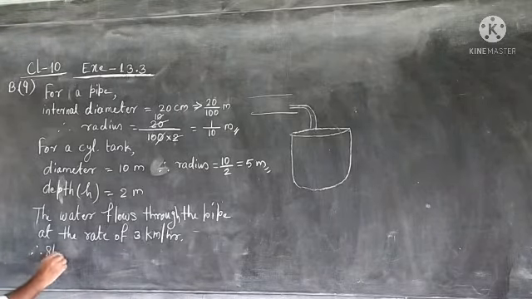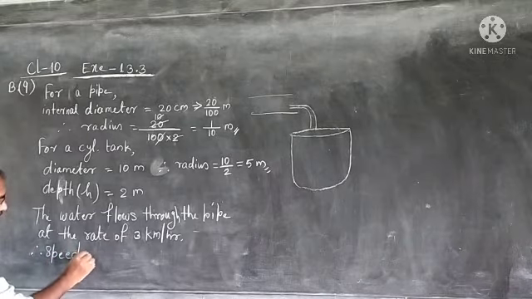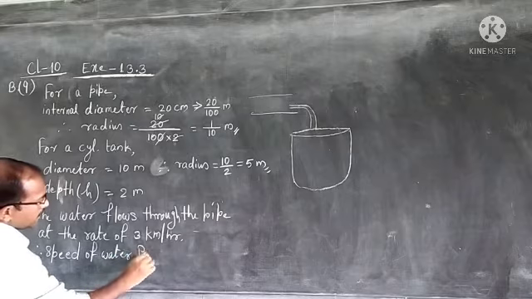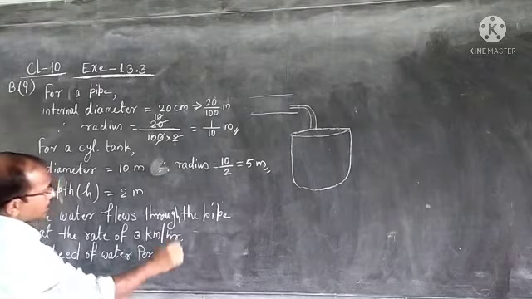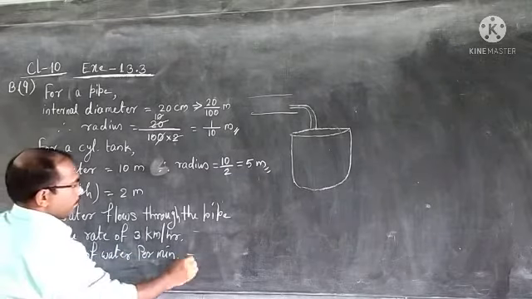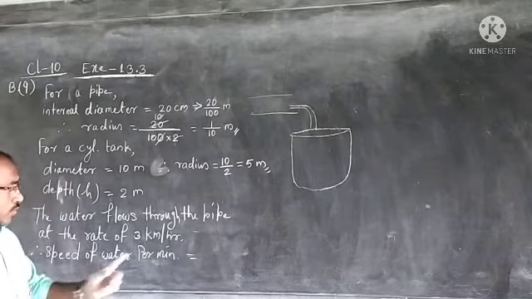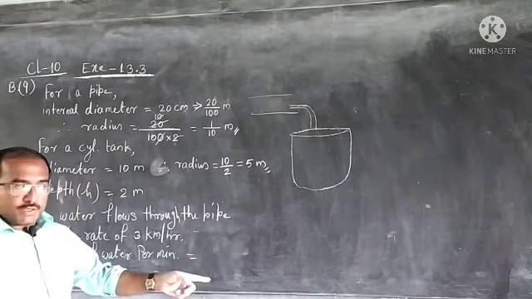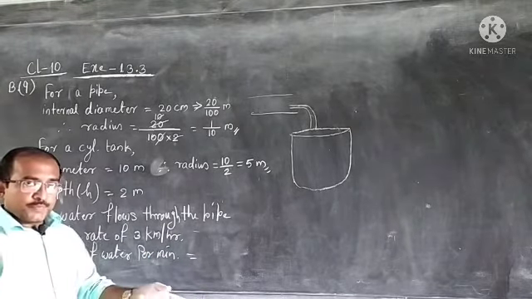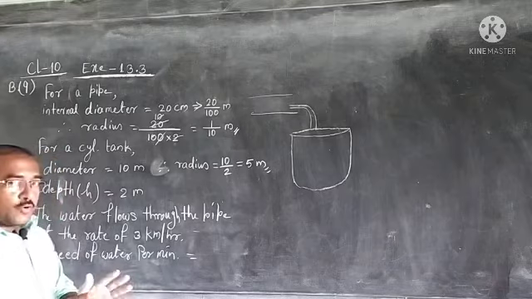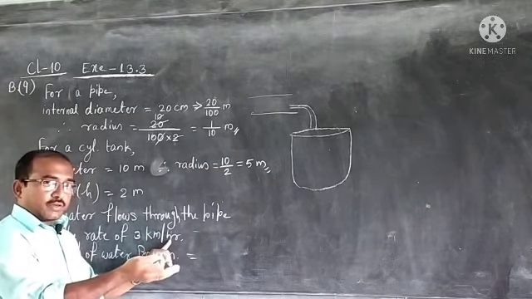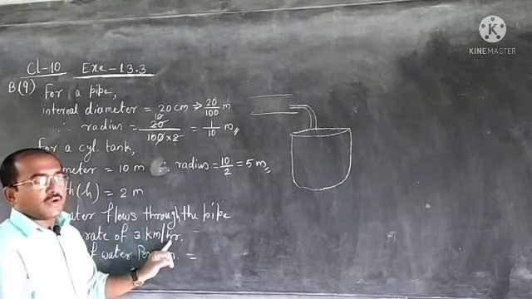speed of water per minute in the pipe. It is mentioned here that water is flowing through the pipe only, so we write the speed of water per minute. So what shall we do? Kilometer we will convert into meter, hour we will convert into minute. Is it clear? Once more, in 60 minutes 3000 meters, so in 1 minute 3000 divided by 60.